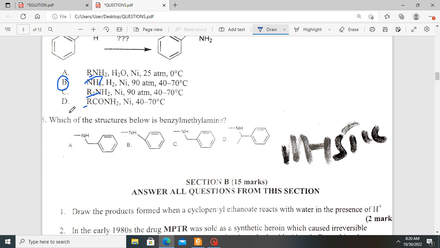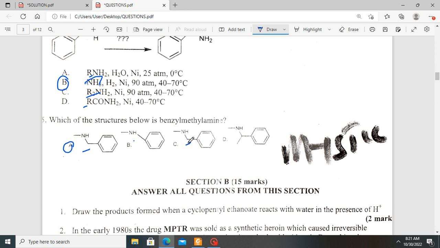Question 5. Which of the following structures below is benzyl methylamine? So which of these is a benzyl methylamine? So this is benzyl methylamine. This one is correct. This one is wrong. A and C are all the same, but the answer is this. So the answer is either A or C.